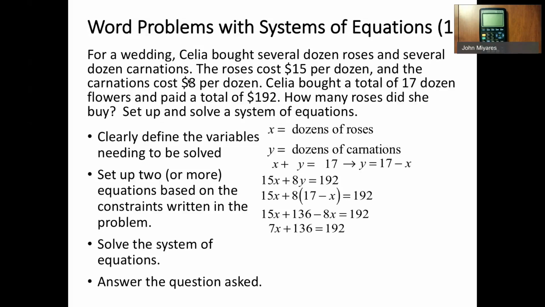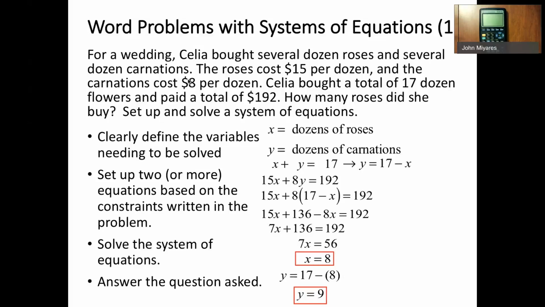Combining like terms gets this down to 7x plus 136 equals 192. Moving over the 136 to the other side makes this 7x equals 56, or x equals 8. To finish solving the system of equations, we can plug the 8 back in for x into one of the original equations, like y equals 17 minus x, to get y equals 9. Now we have the algebraic solution to the system of equations, x equals 8, y equals 9.